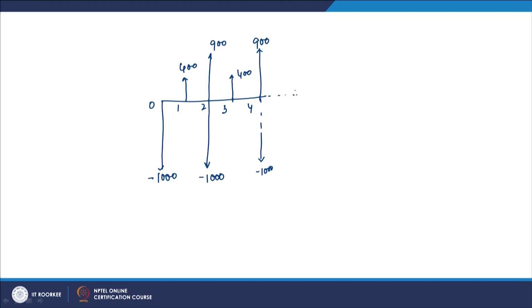Now, if you look at this, it is a repeating type of cash flow. For such cases it is advantageous to calculate the annual equivalent value, which has more meaning. What you see is that this cycle is basically getting repeated.